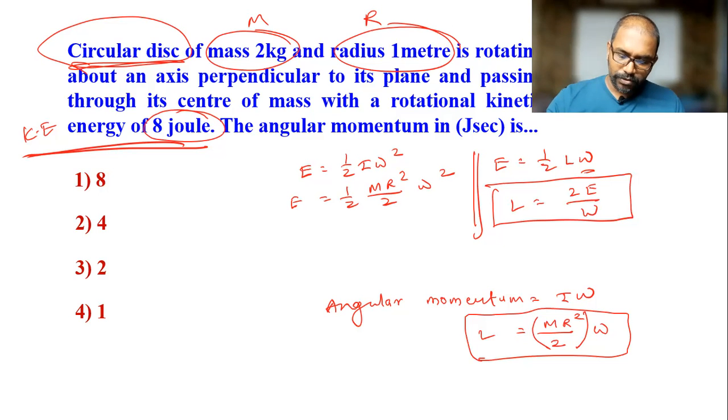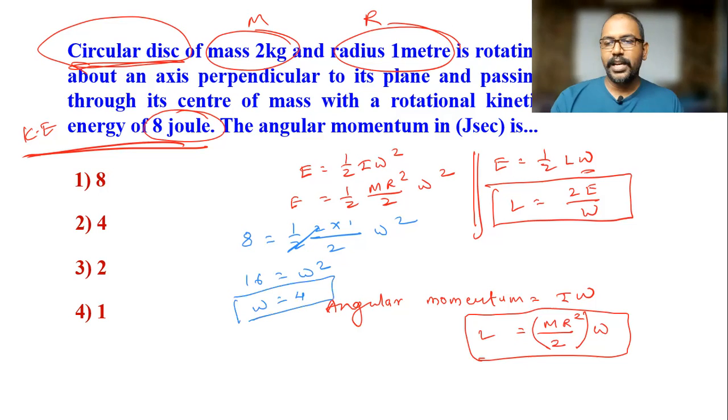Now let me try to find out omega here. So kinetic energy 8 is equal to 1 by 2, mass is 2 into radius square, 1 square is 1, divided by 2, so into this omega square. This 2 gets cancelled, so this 2 is shifted to this side. So 16 is equal to omega square. So omega is equal to 4. So we get omega 4.